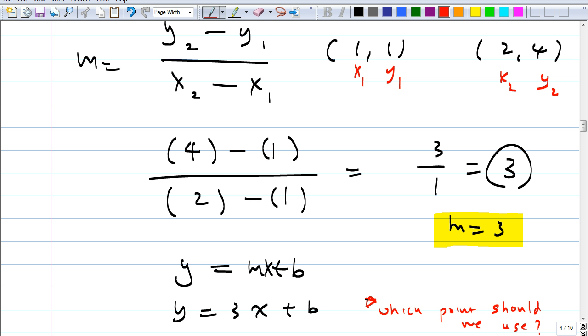So go ahead, everybody plug in (1, 1). Tell me what b is. Now, if you don't believe me, some of you could plug in (2, 4). You should all get the same b. So if you'd like to plug in (2, 4), that's fine. Either you could plug in (1, 1) or (2, 4). You should get the same b. Everybody, go ahead and try.